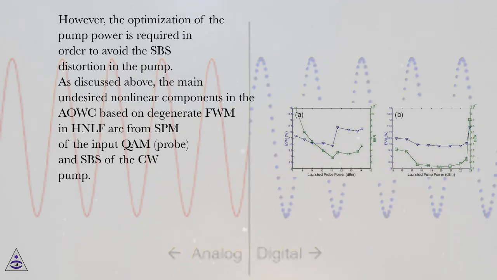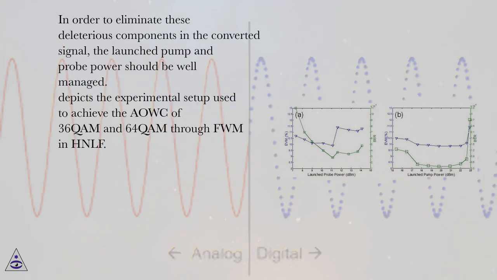As discussed above, the main undesired nonlinear components in the AWOC based on degenerate FWM and HNLF are from SPM of the input QAM, probe, and SBS of the CW pump. In order to eliminate these deleterious components in the converted signal, the launched pump and probe power should be well managed. The figure depicts the experimental setup used to achieve the AWOC of 36 QAM and 64 QAM through FWM and HNLF.